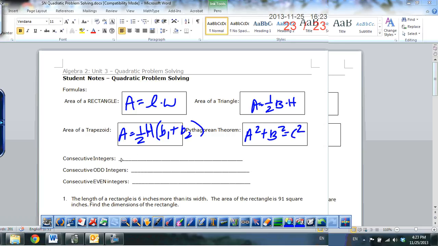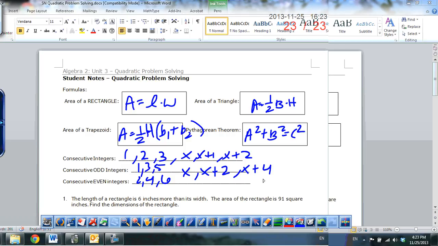C squared. Consecutive integers are 1, 2, 3, or x, x plus 1, x plus 2. Consecutive odds, that's 1, 3, and 5. Evens is 2, 4, and 6. And those both are going to be x, x plus 2, and x plus 4, because you kind of skip one when you're just doing evens and odds.